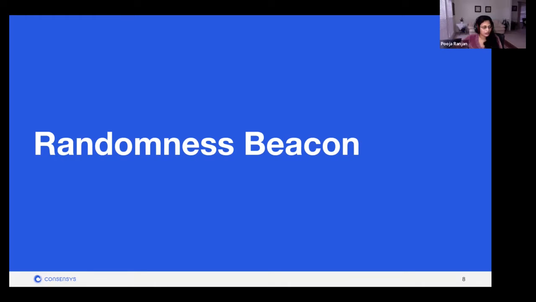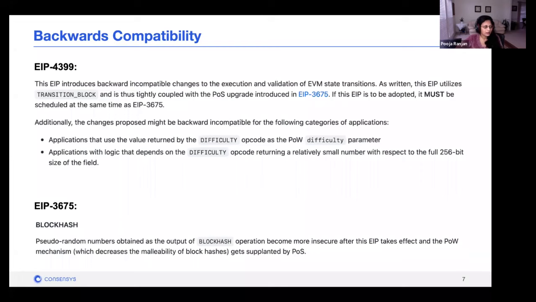So I had a question on the backward compatibility we just discussed. As per the EIP, there are backward incompatible changes to execution and validation of EVM state transition. And you just talked about projects that can be affected by that. Do you have any project in mind which could be affected by this change to PoS?